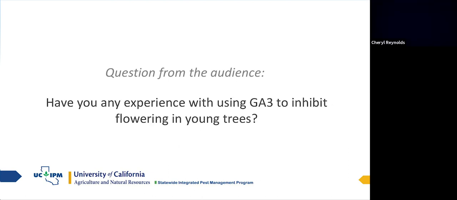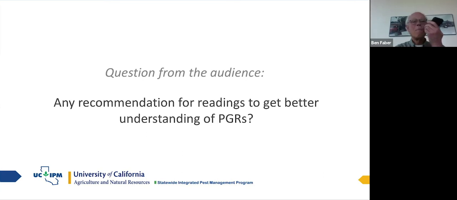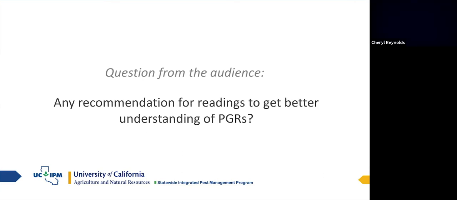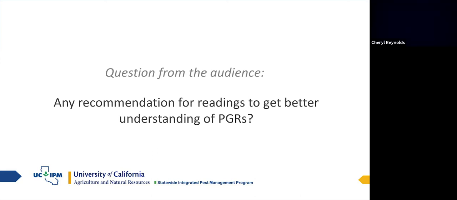Okay, just a couple more. Have you any experience with using GA3 to inhibit flowering in young trees? To inhibit flowering, no. I don't know how that would be used because it's not normally used as a stop flower. A lot of times they'll use one of the abscisic acid materials. Okay, and then just this final one is if you have any recommendations on readings to gain a better understanding of PGRs.